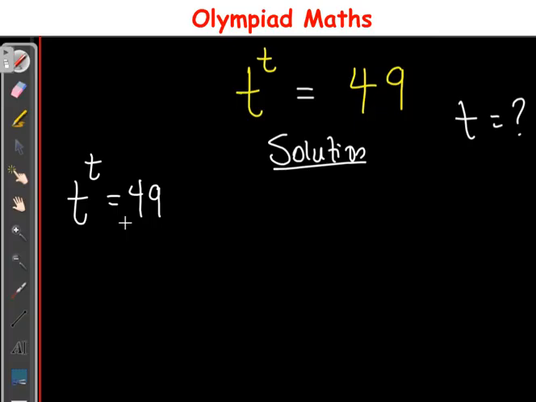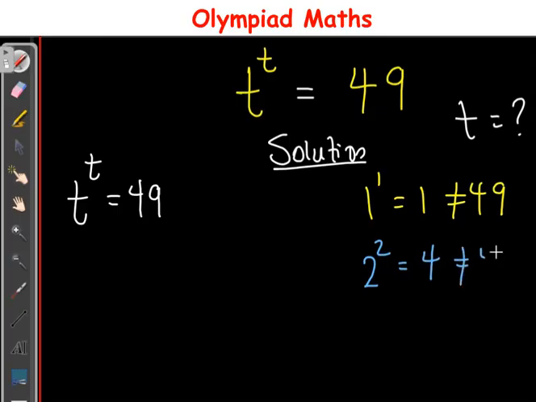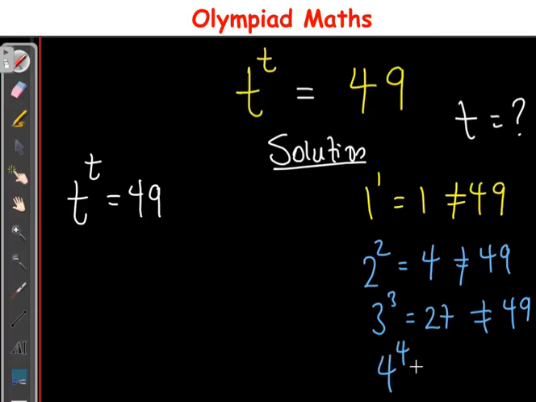Now let's say we try to test it out. We try 1 raised to power 1 is equal to 1, and this is not equal to 49. If you try 2 raised to power 2, this will give you 4, and this is not equal to 49. If you keep on testing it, you try out 3 raised to power 3 is equal to 27, and this is also not equal to 49. If you try 4 raised to power 4 is equal to 256, and this is not equal to 49.